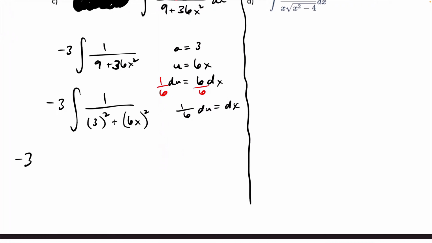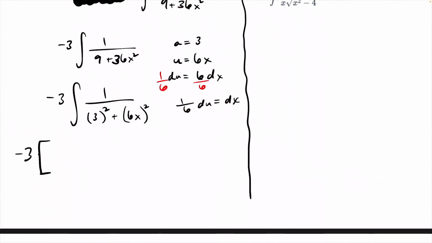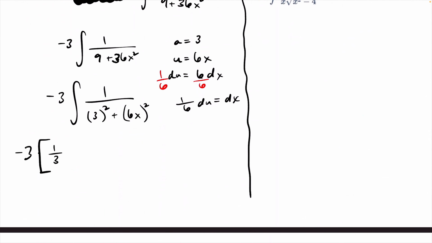So I have -3 times arctangent. Oops, sorry, I forgot the first part. There's a fraction in front. It's 1 over A. A is 3, so it's 1/3 times arctangent of U over A. U over A is 6x over 3, right? What is 6x over 3? 2x. Okay.